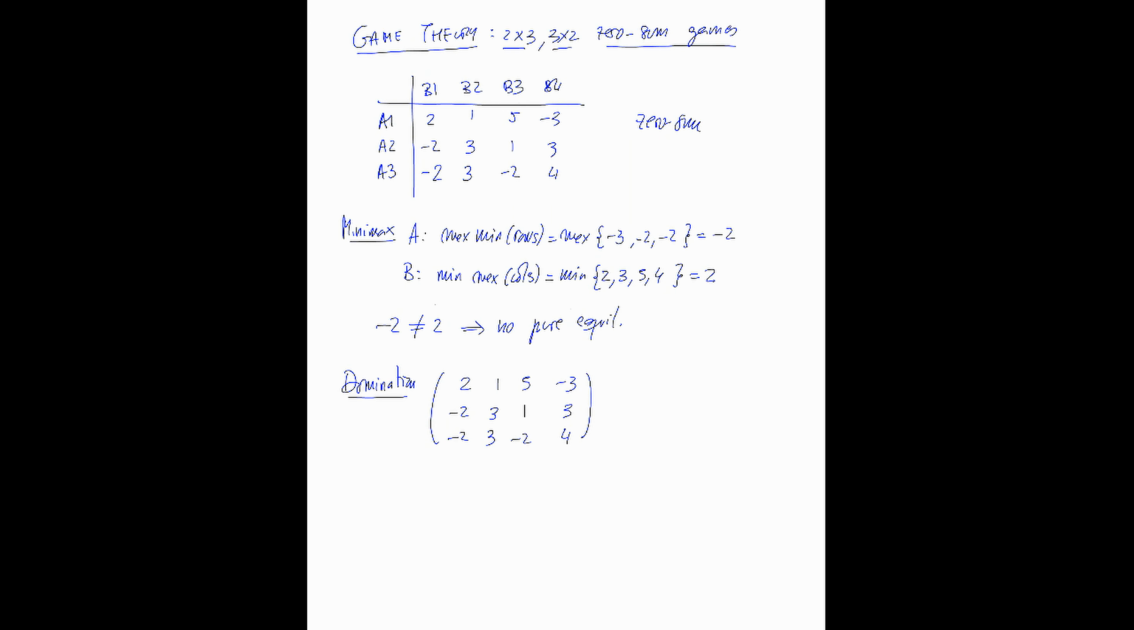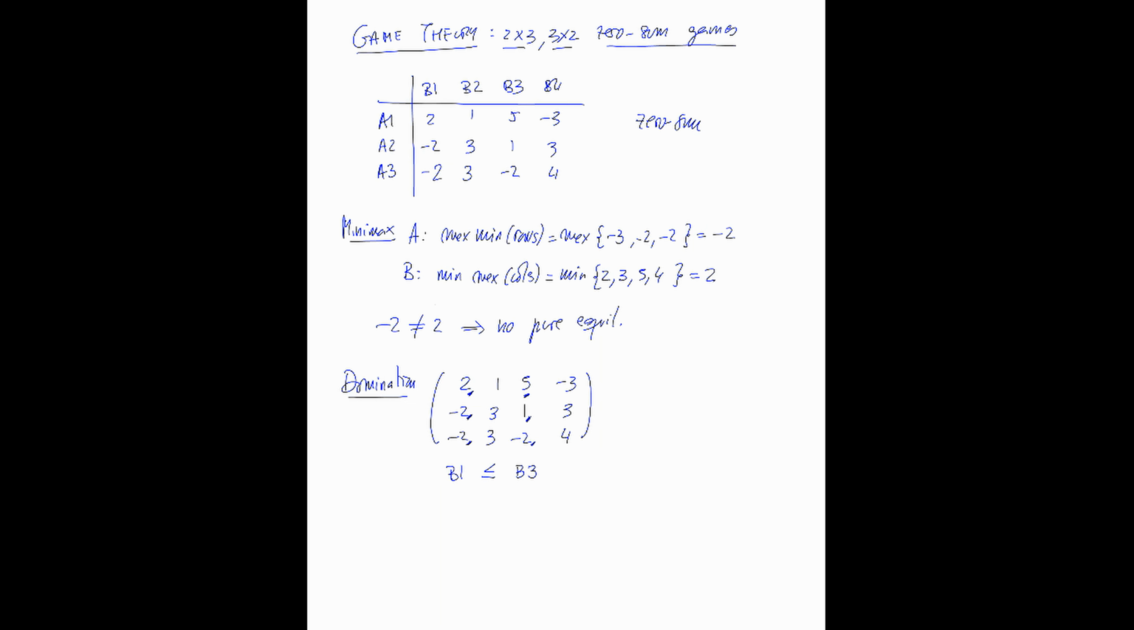Next step is to consider dominant strategies. So let's compare B1 and B3. Here on the first row we have 5. This is a loss of 5 as opposed to a loss of 2, so B3 is worse. Loss of 1 as opposed to a gain of 2, so again B3 is worse. And here a gain of 2 and a gain of 2, they're equal. So we have B3 is greater than B1.